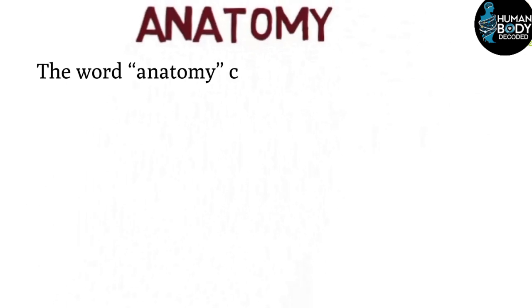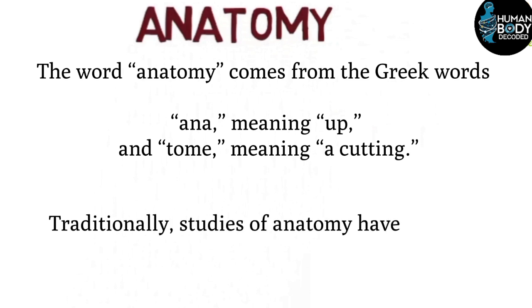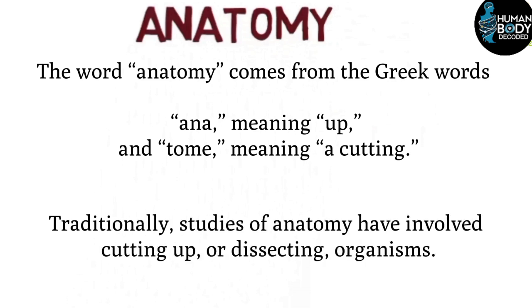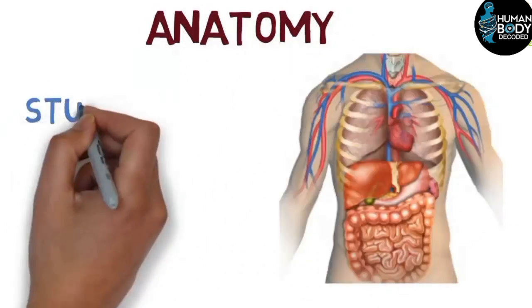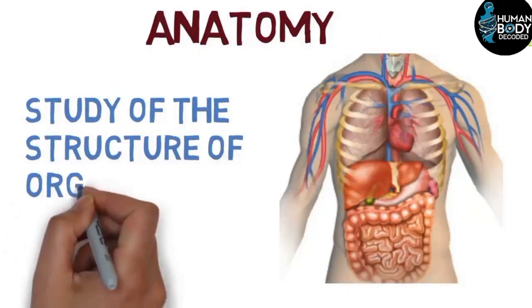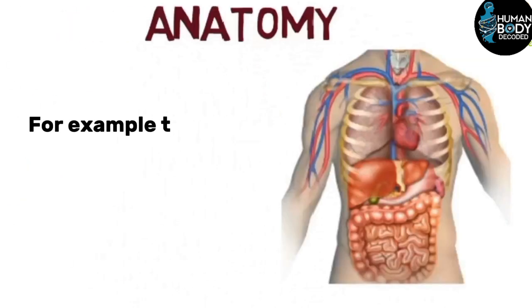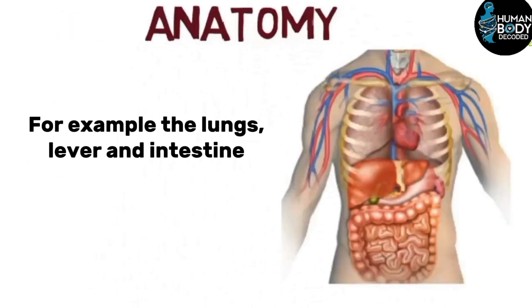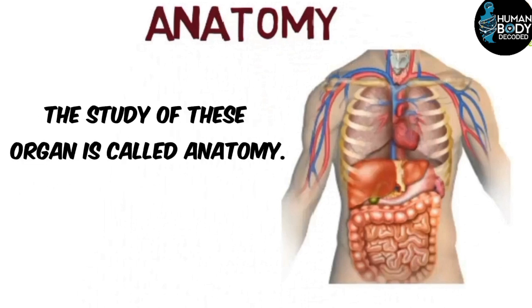The word anatomy comes from the Greek words ana, meaning up, and toum, meaning a cutting. Traditionally, studies of anatomy have involved cutting up or dissecting organisms. It is a branch of biology in which we study the organs and structures found inside our body. For example, the lungs, liver, and intestines, these are all internal organs. The study of these organs is called anatomy.